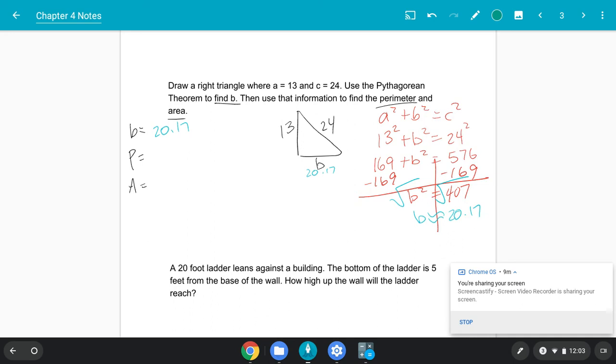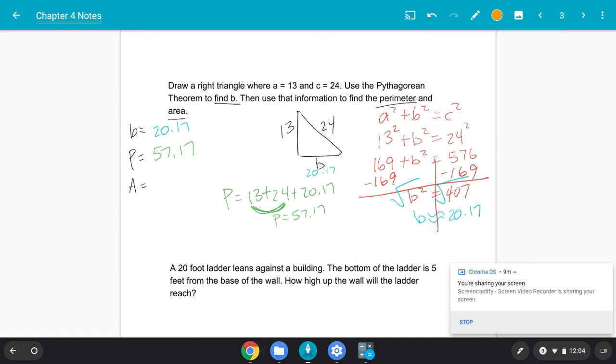Okay. Next, we got to find our perimeter. Perimeter is adding up the outside, so 13 plus 24 plus 20.17. That is 37 plus 20 is 57.17.